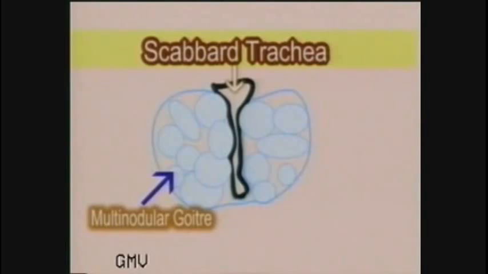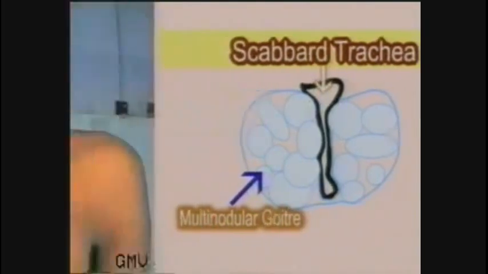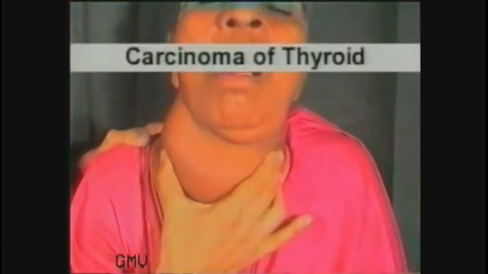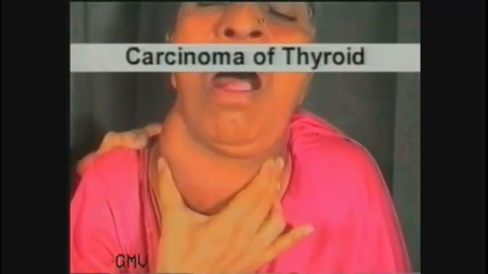This is typically seen in the scabbard trachea of large and long-standing multinodular goiters, where the trachea is compressed from both sides and becomes an antero-posterior slit like the scabbard of a sword. So lateral compression immediately produces obstruction and stridor. It may also be seen in a malignant thyroid infiltrating the trachea.